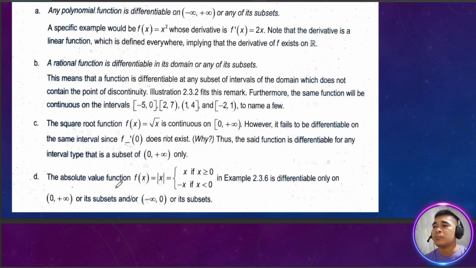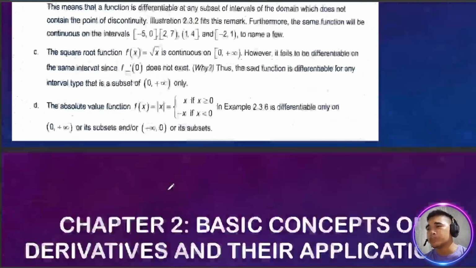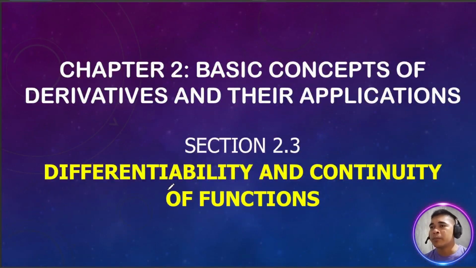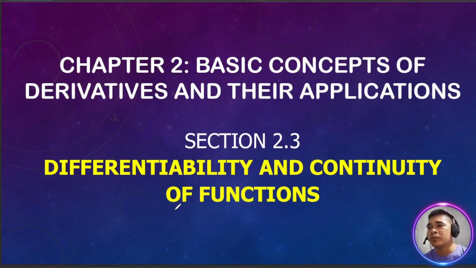And the last one is the absolute value function. f of x is equal to the absolute value of x, which is x if x is greater than or equal to 0, and negative x naman if x is less than 0. Take note, our absolute value is differentiable only on the open interval 0 and positive infinity or its subsets. Pwede sad og negative infinity and 0 or its subsets. And that's all for our topic. This time talks about differentiability and continuity of functions.